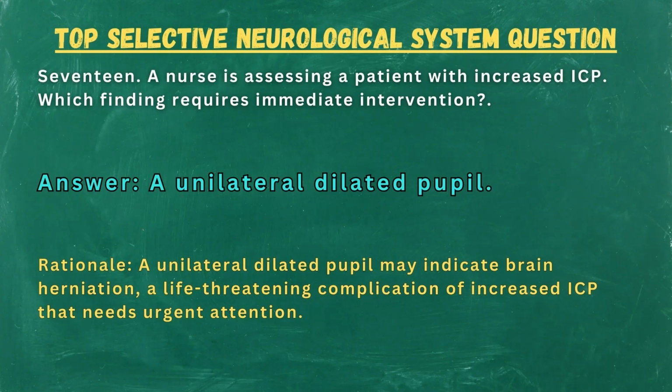17. A nurse is assessing a patient with increased ICP. Which finding requires immediate intervention? Answer: a unilateral dilated pupil. Rationale: a unilateral dilated pupil may indicate brain herniation, a life-threatening complication of increased ICP that needs urgent attention.